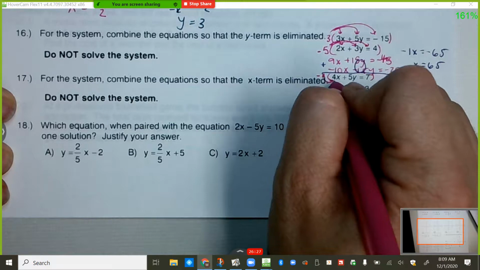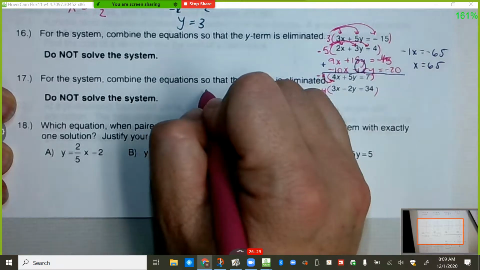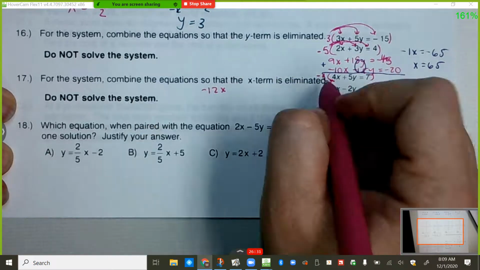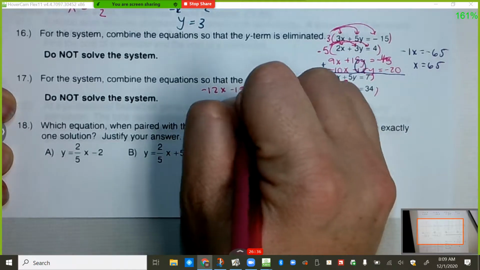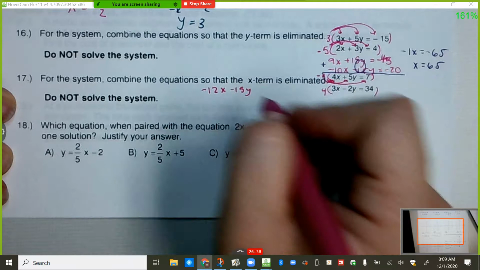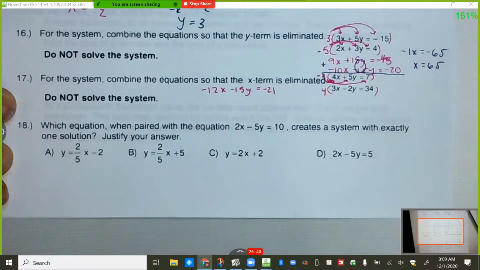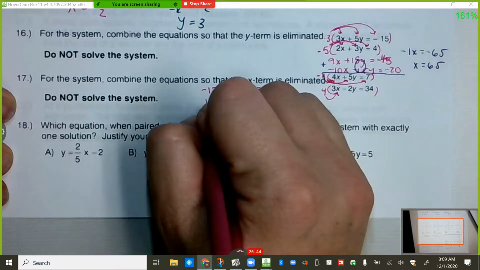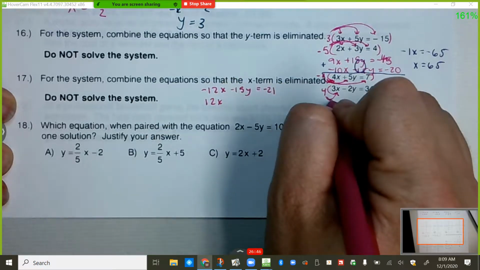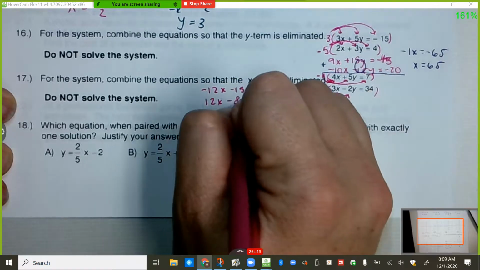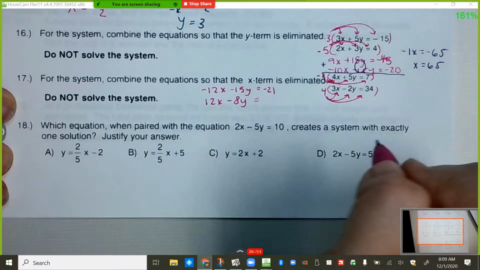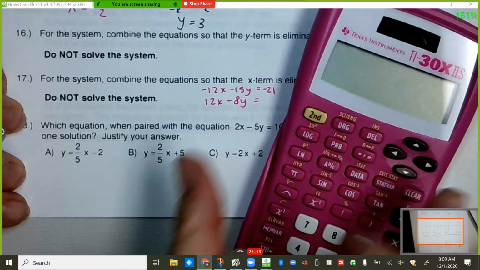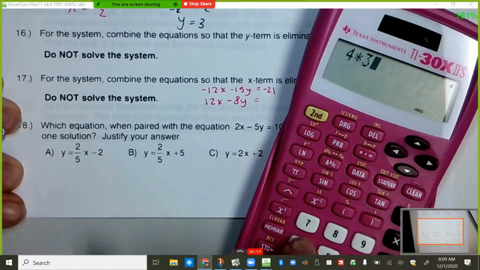Negative 3 times 4x is negative 12x. Negative 3 times 5y is negative 15y. Negative 3 times 7 is negative 21. 4 times 3x is 12x. 4 times negative 2y is negative 8y. And 4 times 34 is 136.